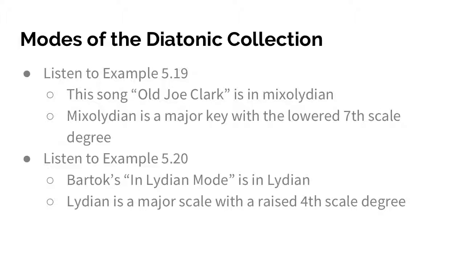After you've listened to Old Joe Clark, you'll notice that it sounds like a major key, but there's something different about it. This song is in Mixolydian, which is a major key with a lowered 7th scale degree. Go on down and listen to Bartók's piece in Lydian mode. You listen to that and you're like, wait a second, I'm not sure what's going on here. So Lydian is a major scale with a raised 4th scale degree.